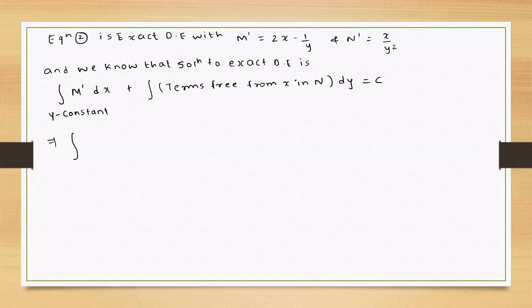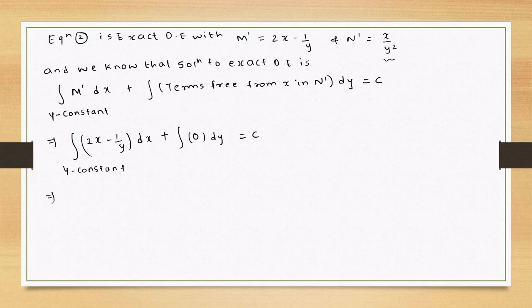So integration, what is m dash here? 2x minus 1 upon y dx plus integration terms free from x in n dash. What is n dash here? x upon y square, right? So we have to take the terms free from x now. So n dash contains only one term which contains the x variable. So there are no terms free from x in n dash. So we have to write it as 0, right? 0 dy is equals to c. y treated as a constant.